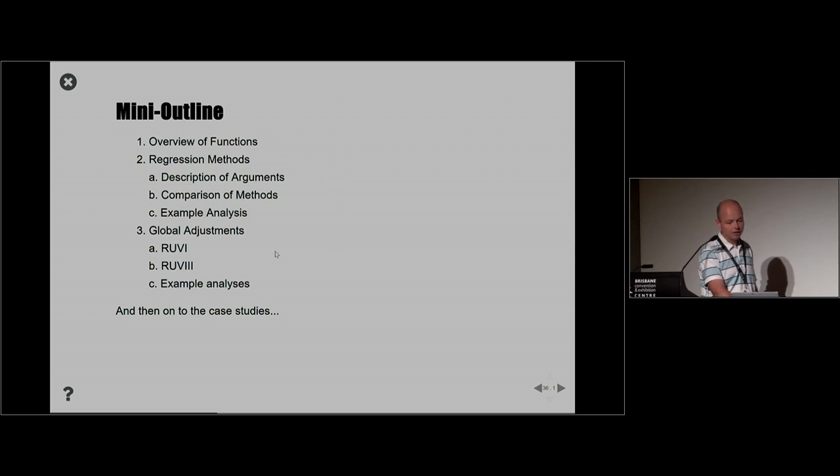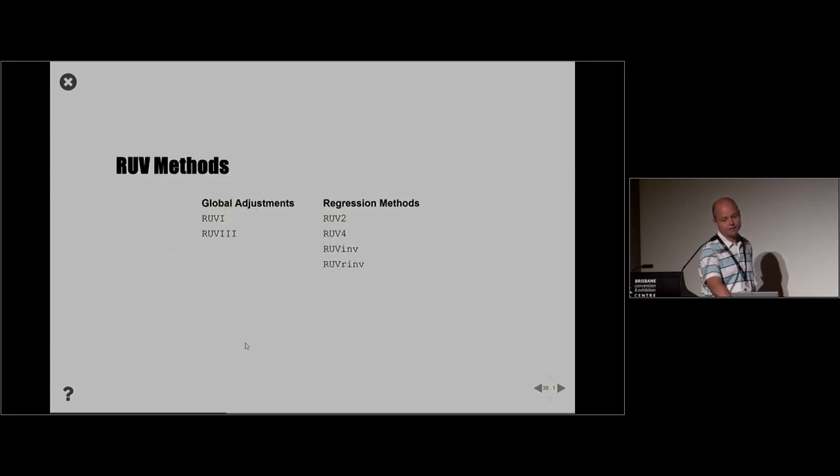Okay, so again, I'm going to give an overview of the functions, I'm going to discuss the regression methods, and I'm going to discuss the global adjustments. And then after that, I'll move on to the Shiny app. Okay, so overview of the functions. Again, there are global adjustments and there are the regression methods.